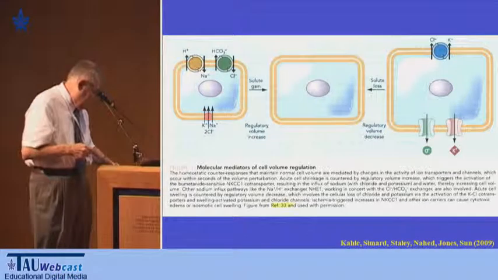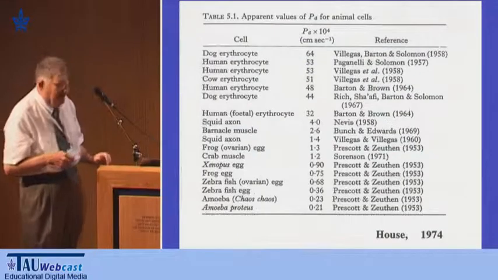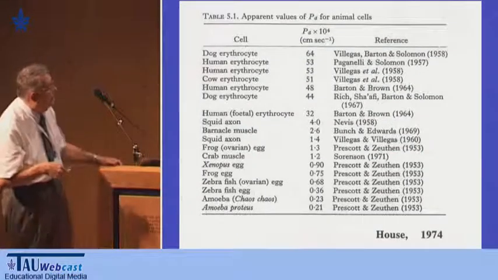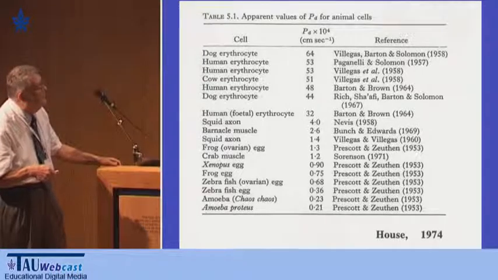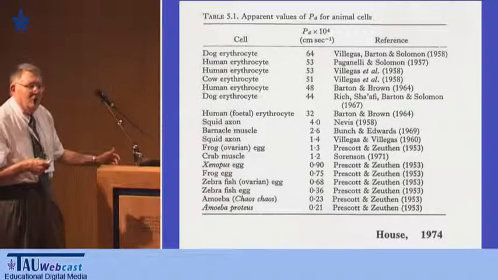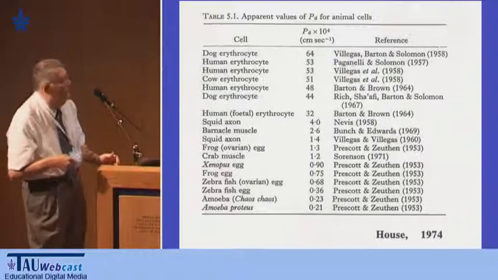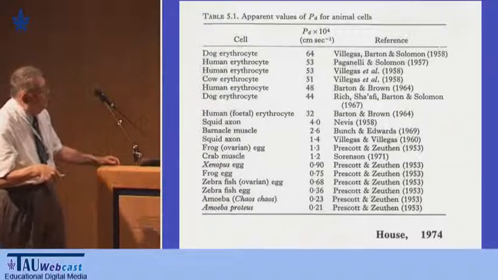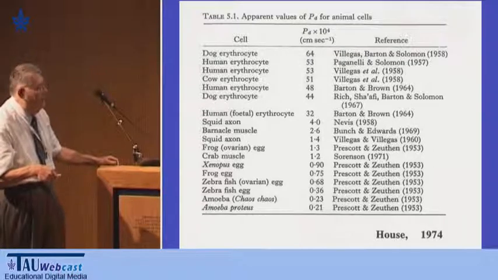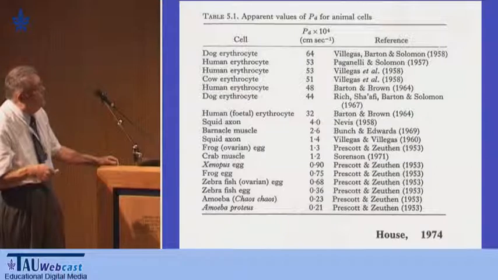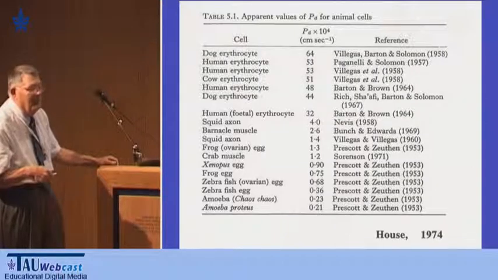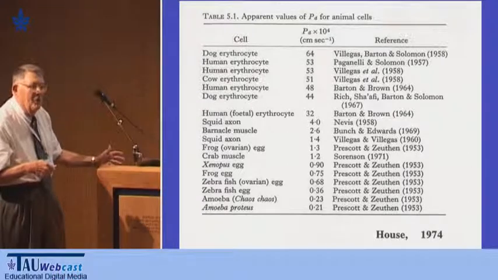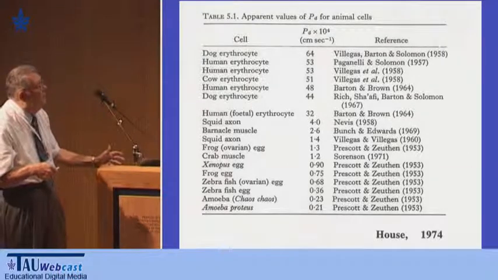But in fact, it's been known for a long time, going way back to the 50s and even the 40s, that there is equilibrium exchange of water across the cell membrane. This is a review article, a monograph by House. This is not Dr. Gregory House. This is a British House, 1974, reviewing this really old literature, and some of it was extremely elegant, using labeled water to study the equilibrium exchange of water across cell membranes.